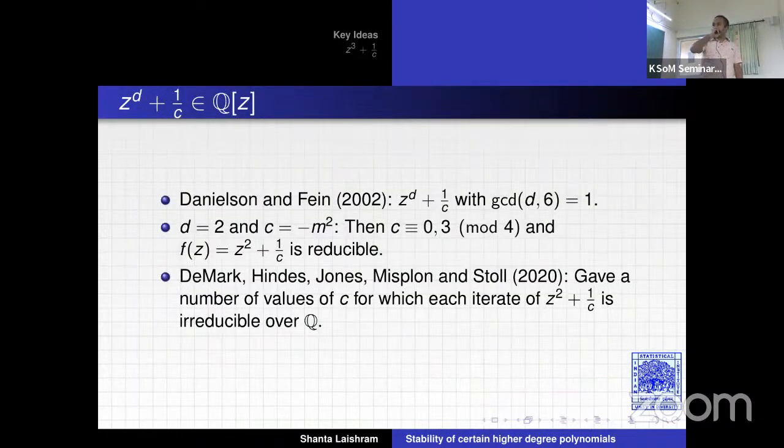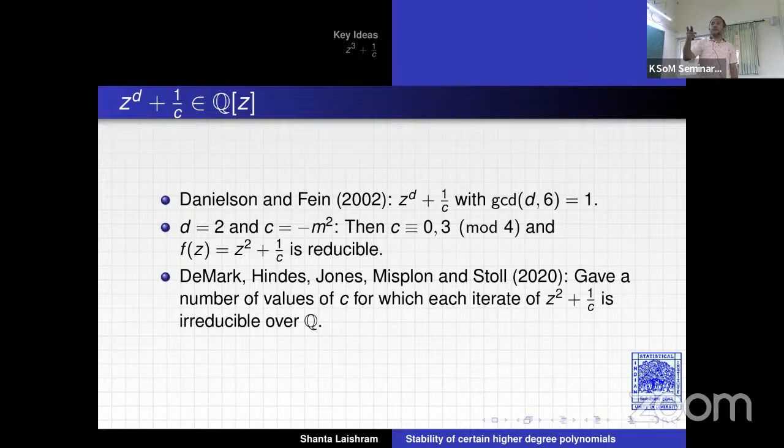Here I want to mention a result of Danielson and Fein, where they proved that x^d + 1/c is stable whenever d is coprime to 6. So if d has no common factor with 6, then it is stable. After this, we were looking at the families where d and 6 are not coprime.